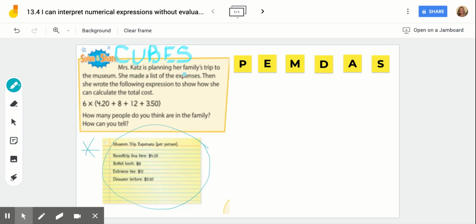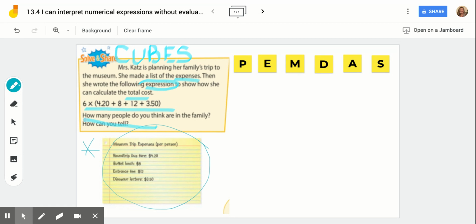Miss Katz is planning her family's trip to the museum. She made a list of the expenses. An expense is how much something costs or how much you spend on something. Then she wrote the following expression to show how she can calculate the total cost. So this is going to equal my total cost.